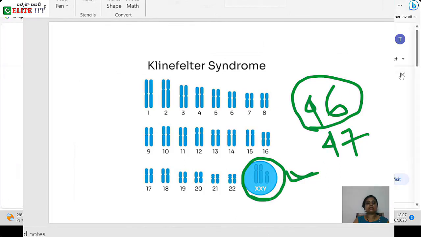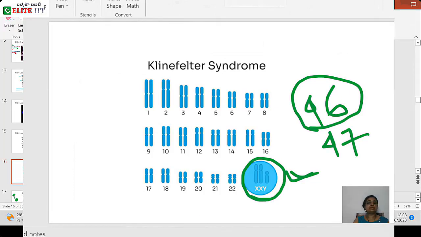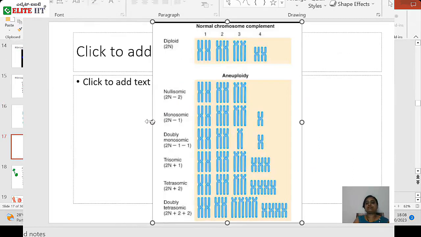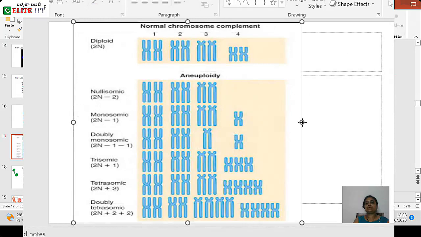So this is the case. This is called trisomy, because there should be pairing, but here three chromosomes are together. Somewhere you will see that one chromosome is missing. In that case, that is also known as aneuploidy. Another example I'm showing you. Through the FISH method you can identify whether a chromosomal number abnormality is present or not.